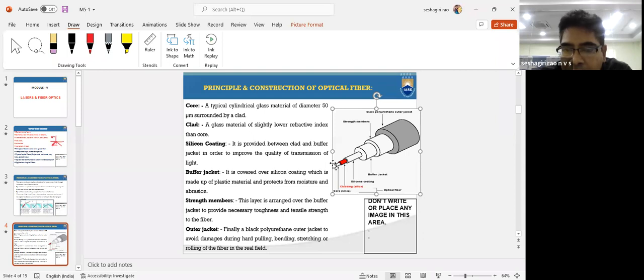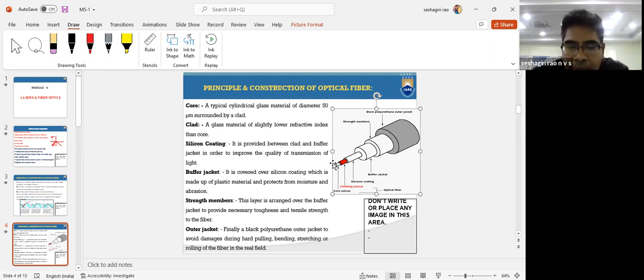Another one is the buffer jacket. It is covered over silicon coating, which is made up of plastic material and protects from moisture and abrasions. The other is the strength members. This layer is arranged over the buffer jacket to provide necessary toughness and tensile strength to the fiber. That means if you take a fiber and try to break it, or try to bend the fiber in different angles, the strength member will try to protect that.